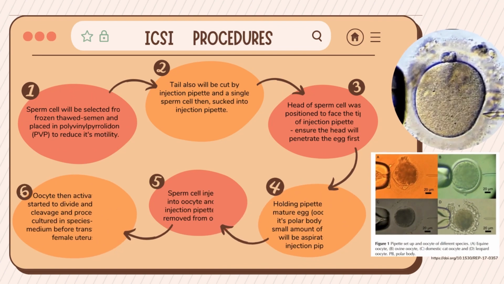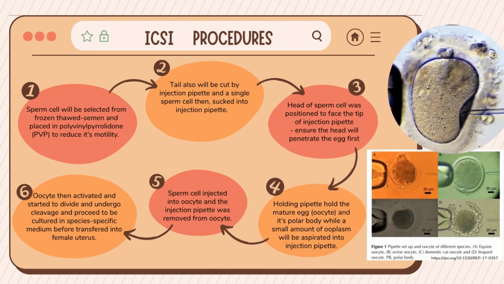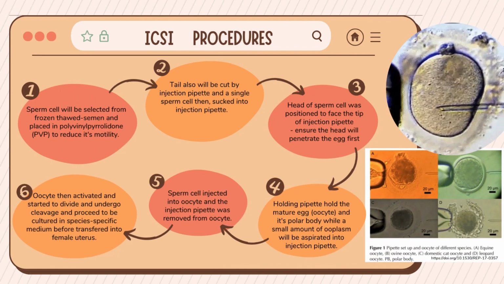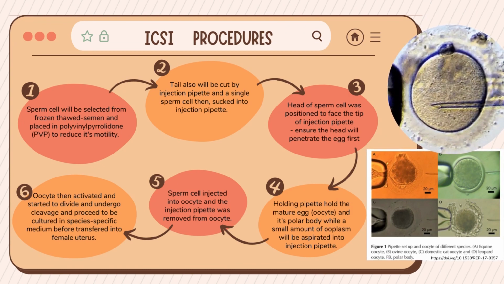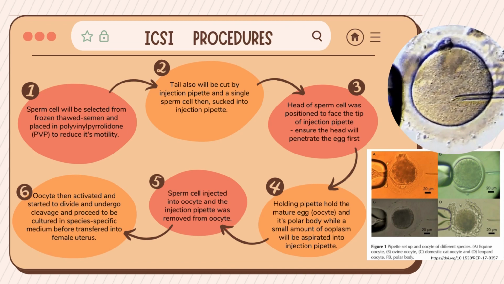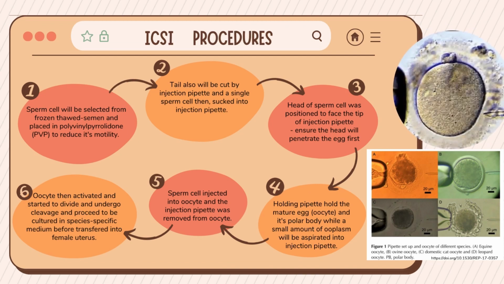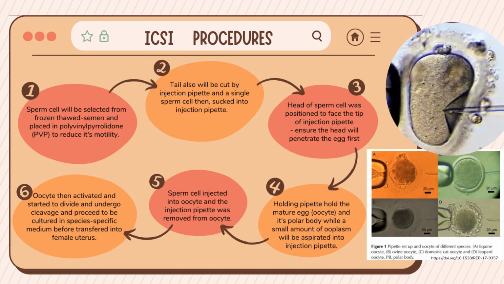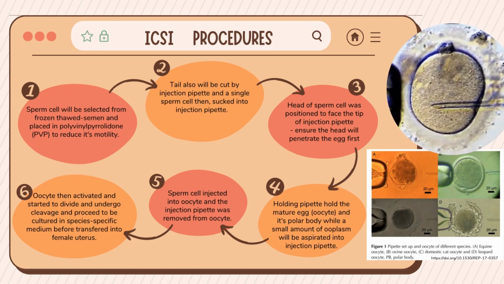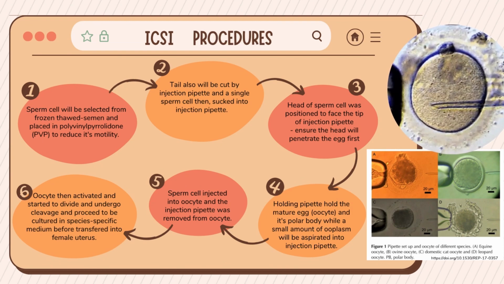Firstly, the sperm cell will be selected from the frozen-thawed semen and placed into the PVP droplet. This is important to reduce its motility. Then the tail of the sperm will be cut with the circular motion of the injection pipette, and a single sperm cell will be sucked into the injection pipette. In this injection pipette, the head of the sperm will be facing towards the tip of the pipette, and the tail will be on the opposite side. This is important to ensure that the head of the sperm will penetrate the egg first.